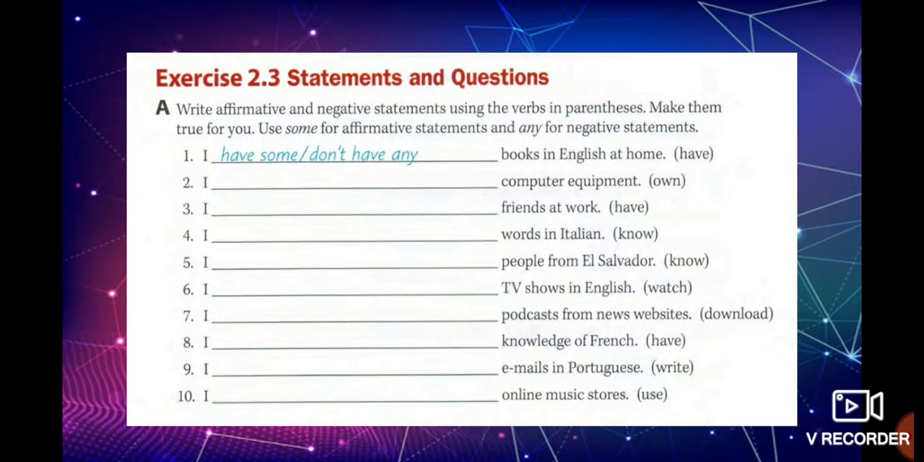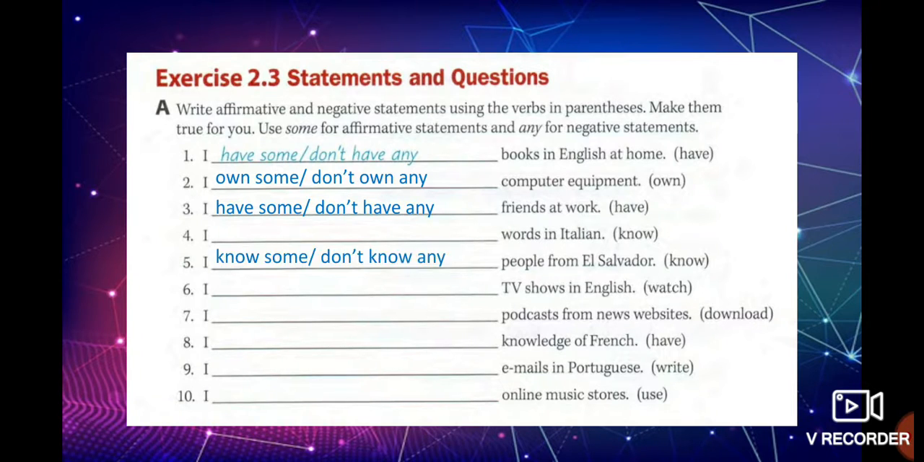Number two. The verb is own. In that case, if we were in affirmative, I own some computer equipment. If it is negative, I don't own any computer equipment. Yes? Then we have number three, have. Affirmative, I have some friends at work. I don't have any friends at work. Okay, good job. Then we have number four. In affirmative statement, I know some words in Italian. Negative, I don't know any words in Italian.